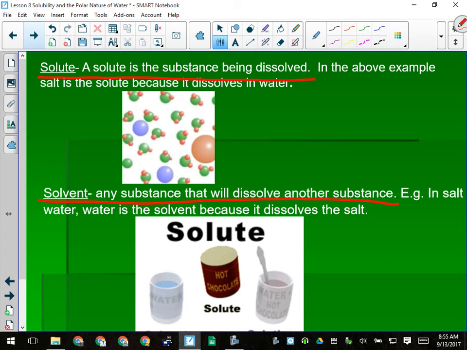So a solute is the substance that's being dissolved. We talked about that already. So if I'm making coffee in the morning and I'm putting sugar in it, the sugar is the solute. Coffee is the solvent.